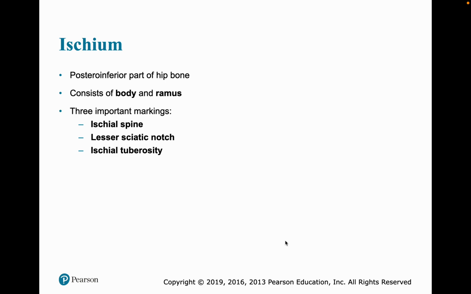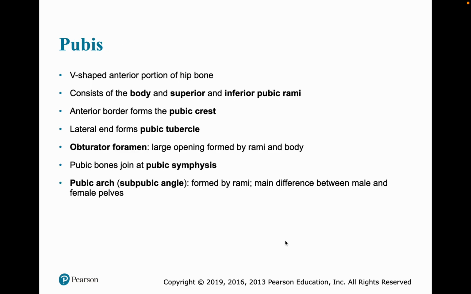The ischium has a body and a ramus. Think of the ramus of the mandible when you hear ramus. There are three important markings on here: the ischial spine, the lesser sciatic notch, and the ischial tuberosity.